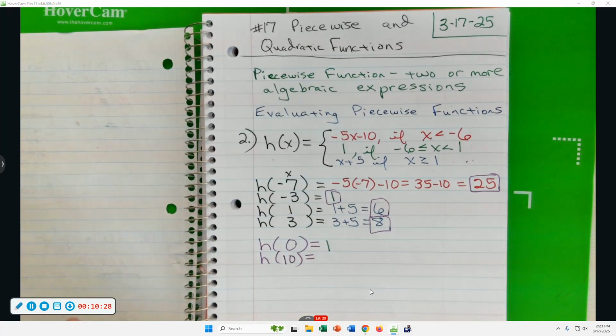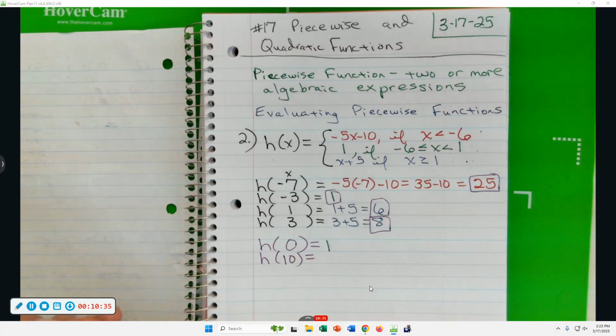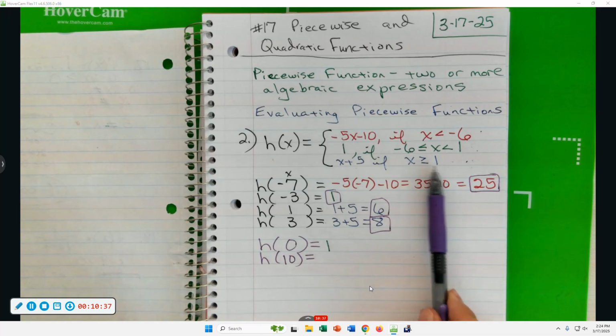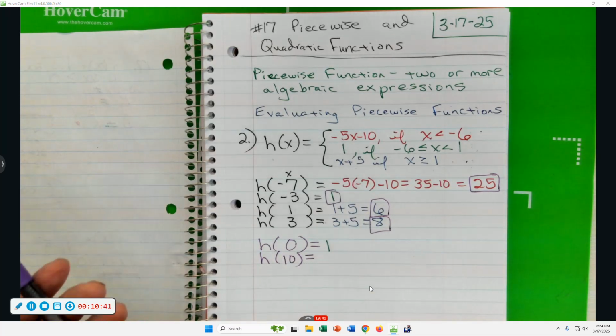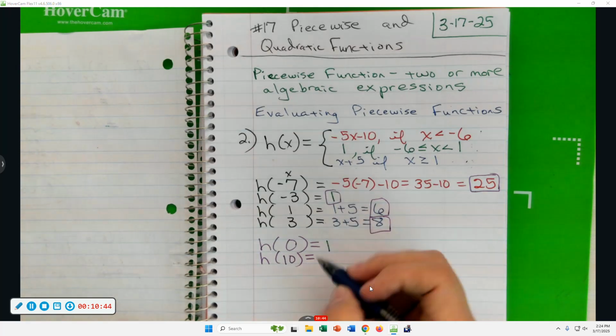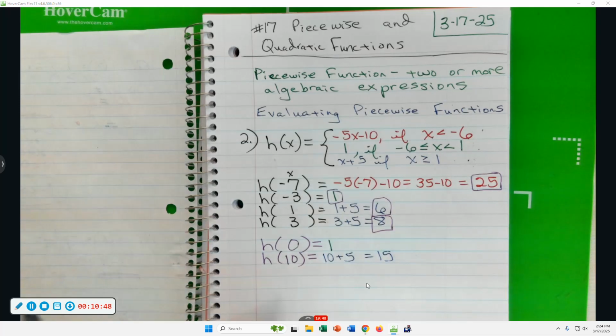What about h of 10? Which piece are we going to use? Piece 1, 2, or 3? 3, because 10 is bigger than 1. There's an x there, so you plug in the x value. That's a 10 plus 5, which is 15. Any questions there?